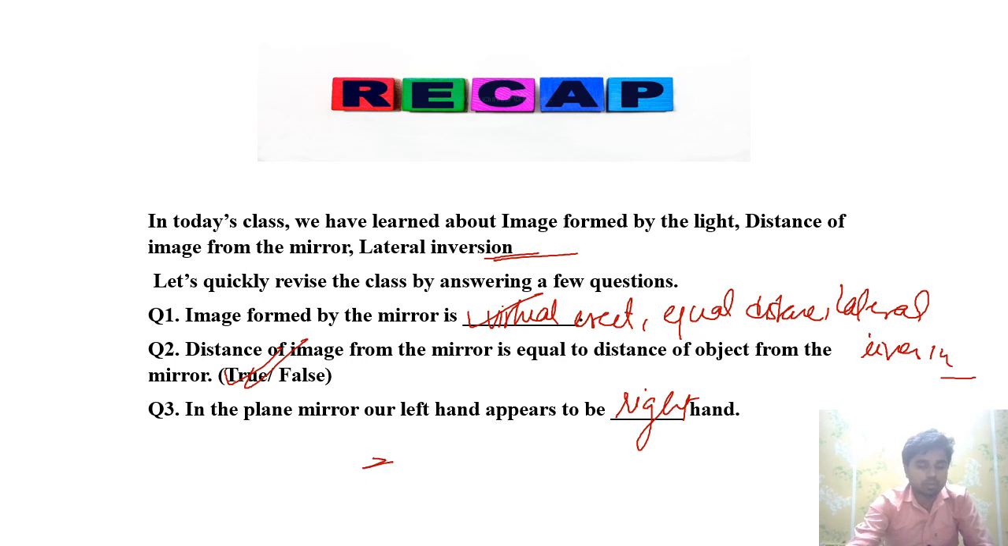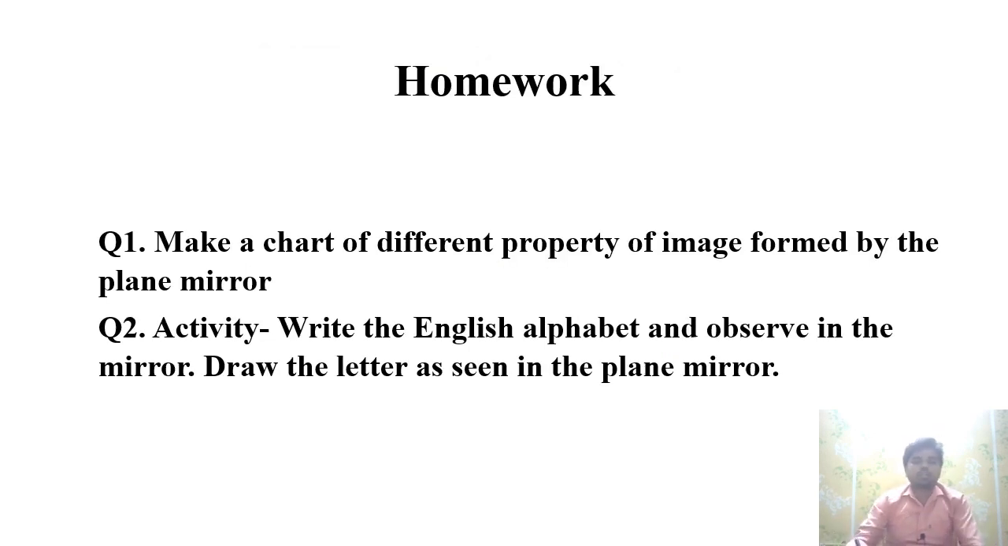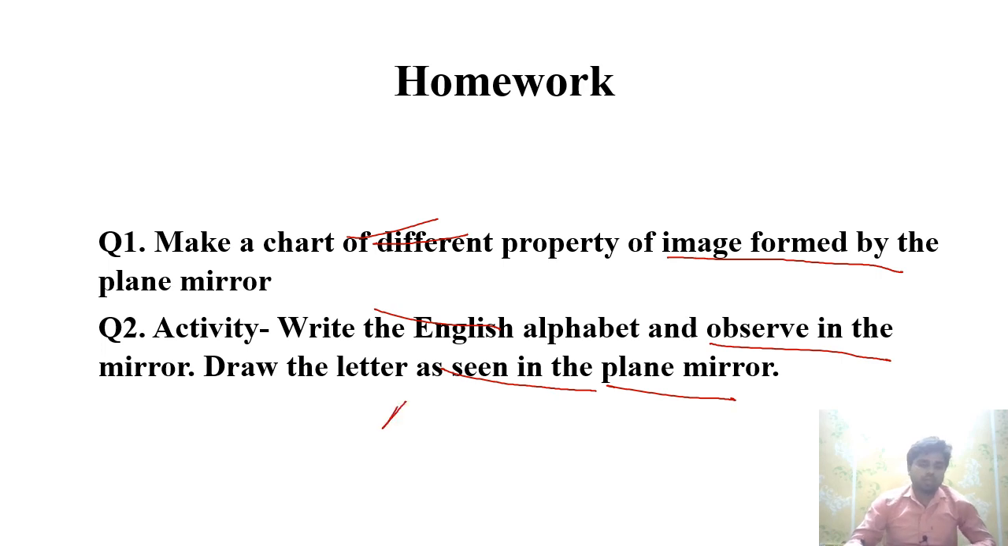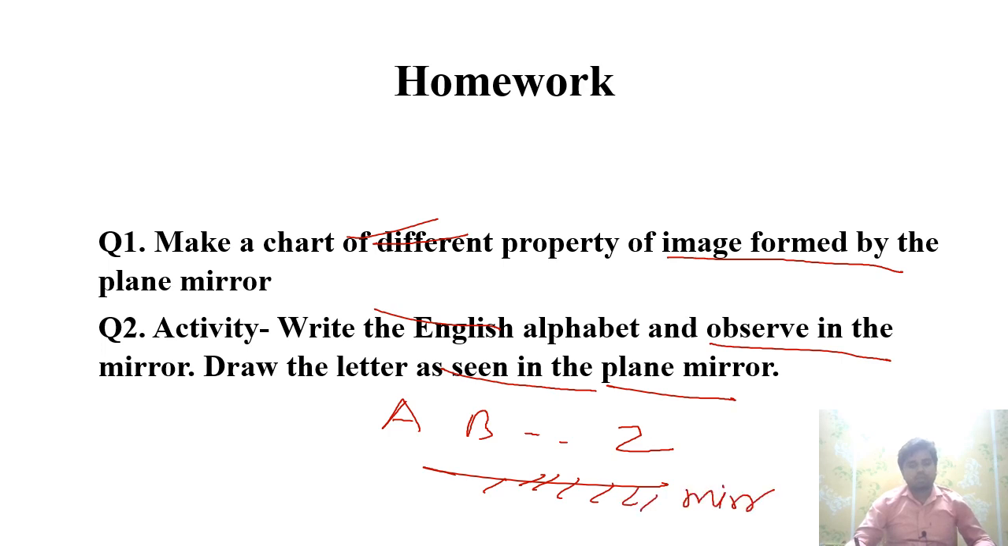Now we are going to the homework part. You have to make a chart of different properties of the image formed by the plane mirror, and an activity: write the English alphabet and observe it in the mirror. Draw the letters as seen in the plane mirror. First write A, B, C, D to Z, then look at the complete 26 letters in the mirror and write the complete opposite symbols of A, B, C, D.